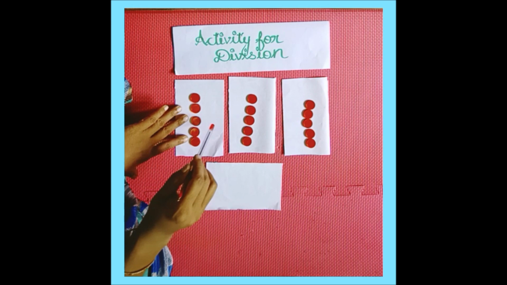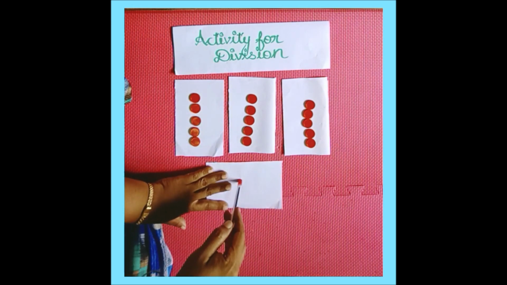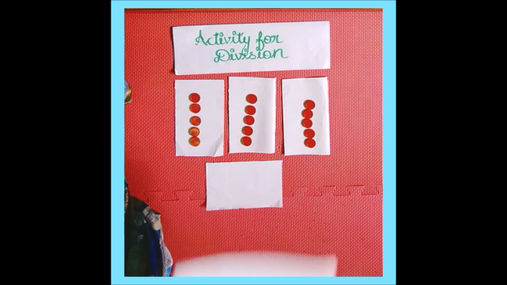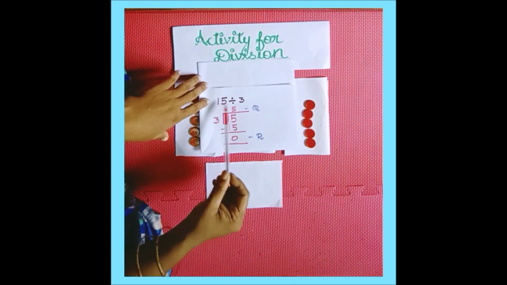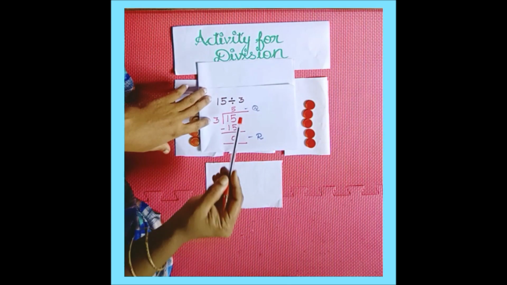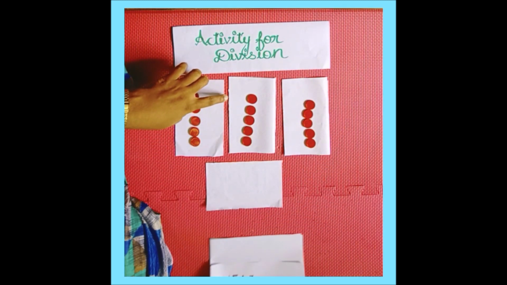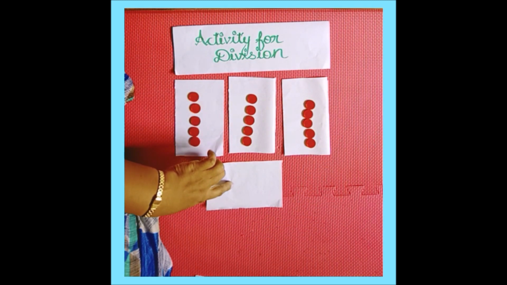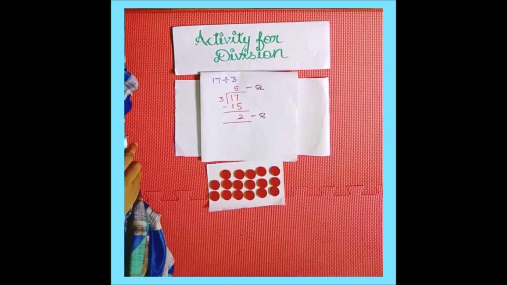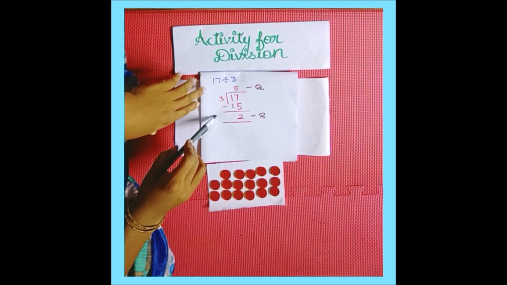So our quotient is 5 and there is no remaining coins. So our remainder is 0. Once again see this example. 15 divided by 3. Our quotient is 5. Remainder is 0. So by this activity also our quotient is 5. Remainder is 0.